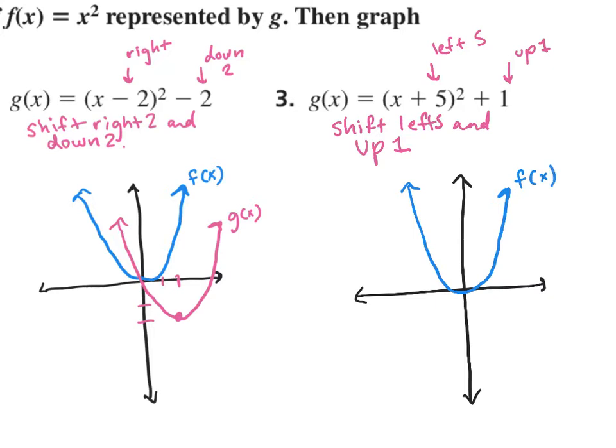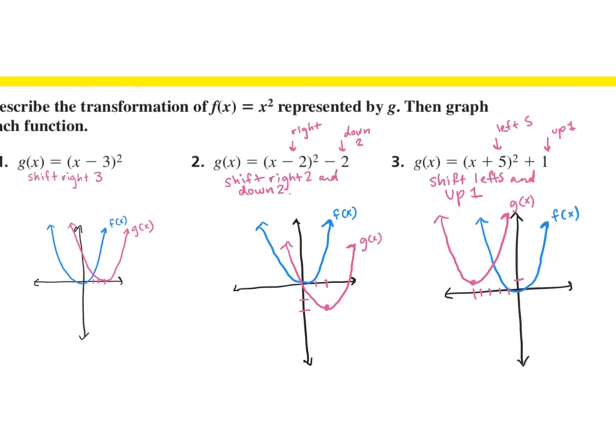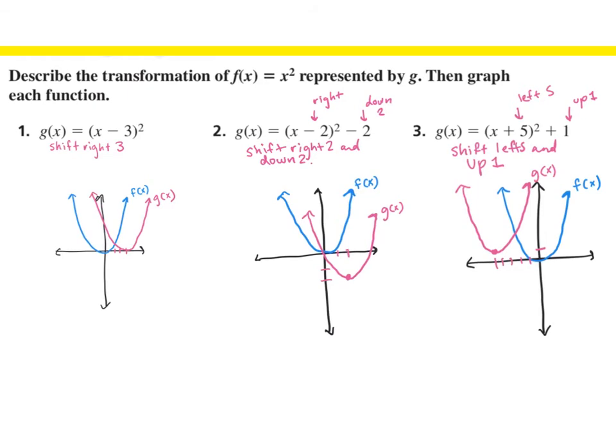And then our g of x, we shift it to the left 5 and then move it up 1. So our new vertex is going to be right there. And then we just draw our parabola through that. This is our g of x. Okay, any questions from these 3 here?